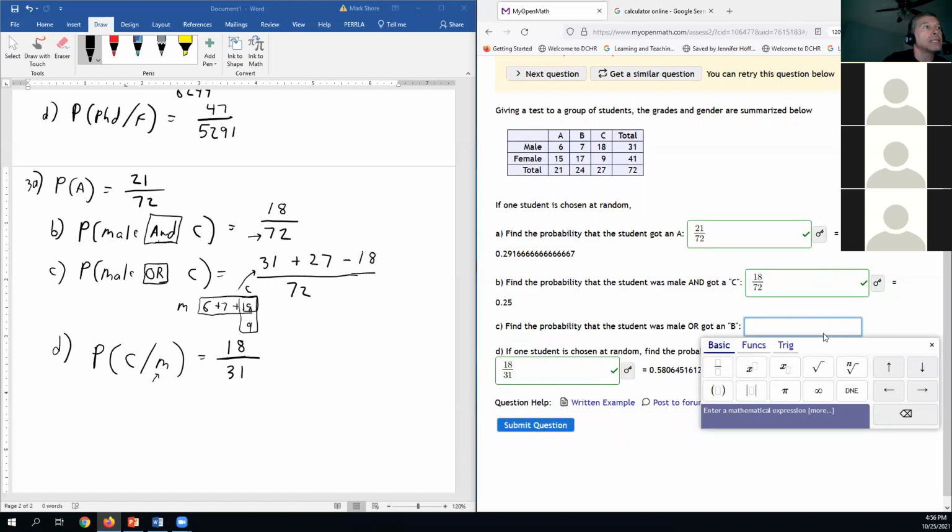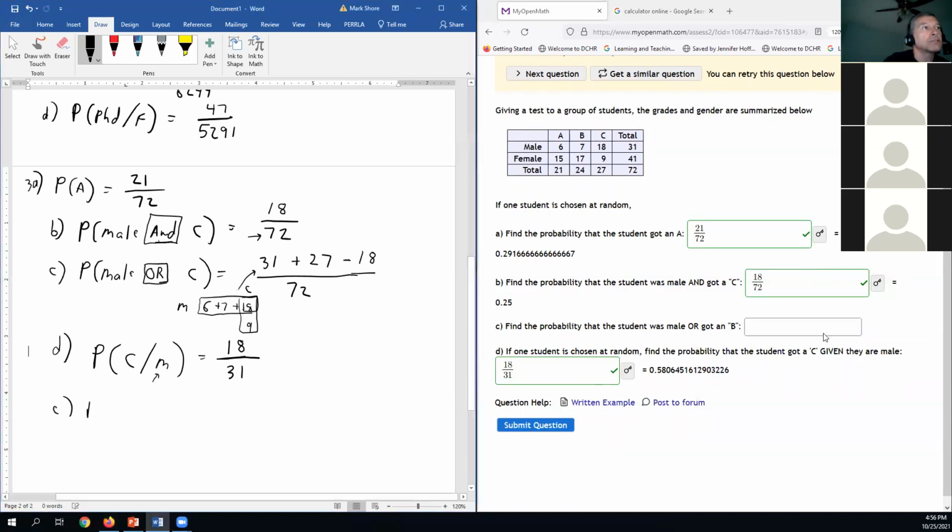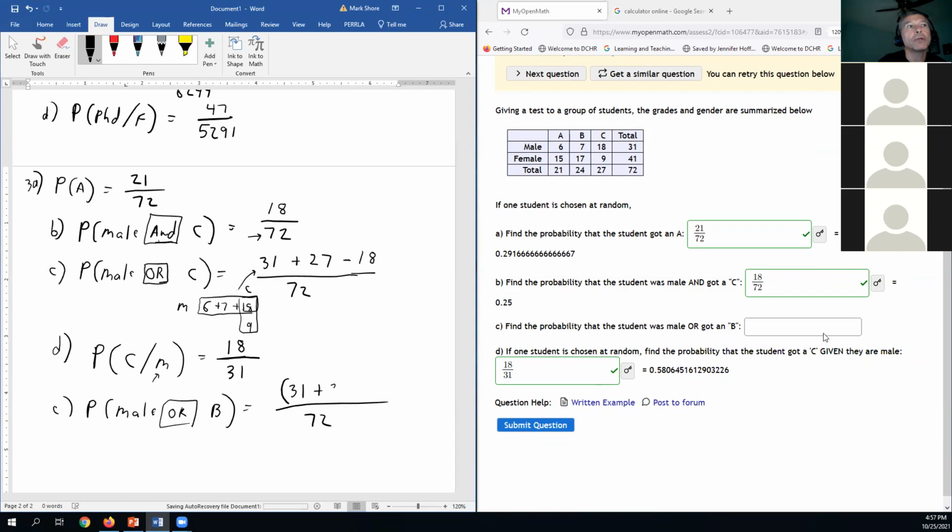So back to problem C. It says the probability the student was male or got a B. Well, it's still out of the 72. We count up all those students that are male, that's 31. Then we count up all the students that got a B, that's 24. And you guys tell me, how many people were counted twice?